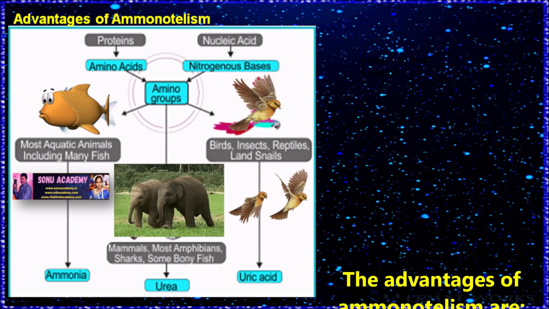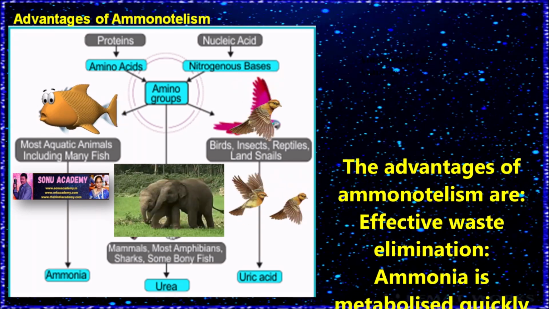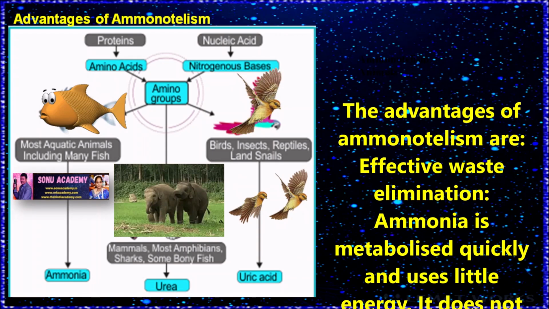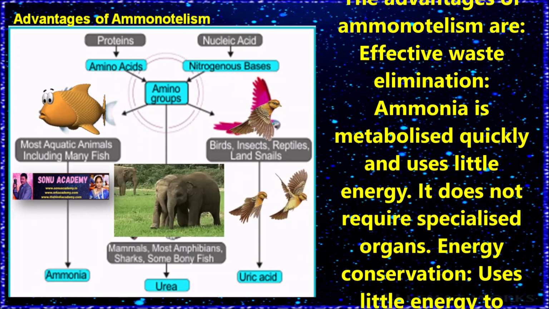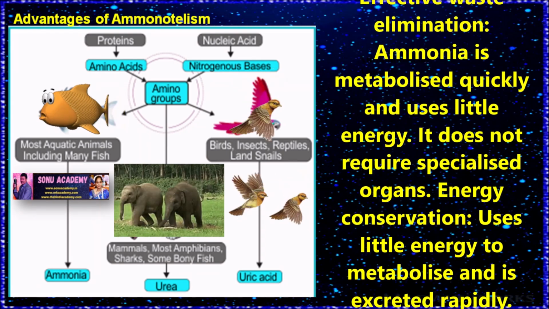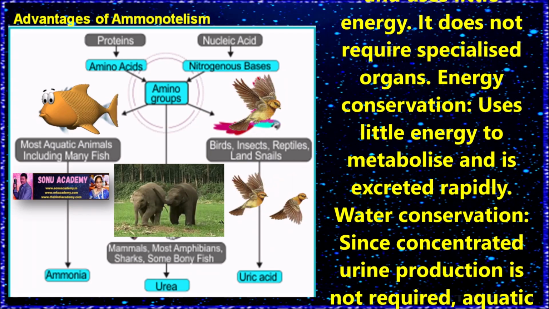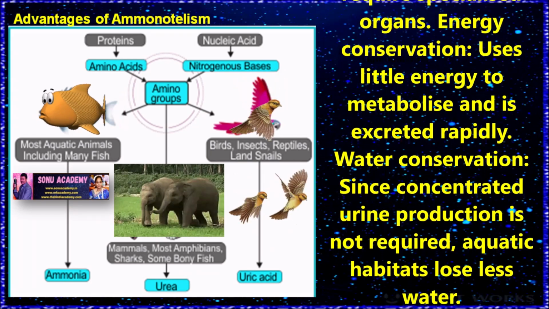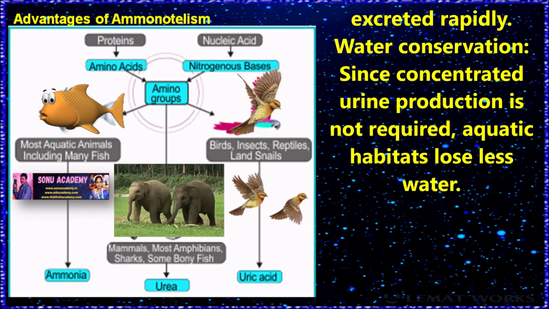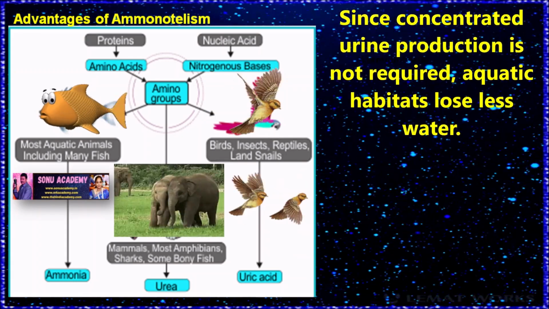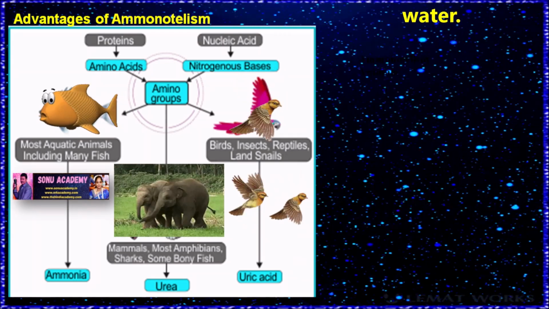Children, now let us discuss the advantages of ammonotelism. The advantages of ammonotelism are effective waste elimination, which means ammonia is metabolized quickly, uses little energy, and does not require specialized organs. Next, energy conservation: it uses little energy to metabolize and is excreted rapidly. Water conservation: since concentrated urine is not required, aquatic habitats lose less water.